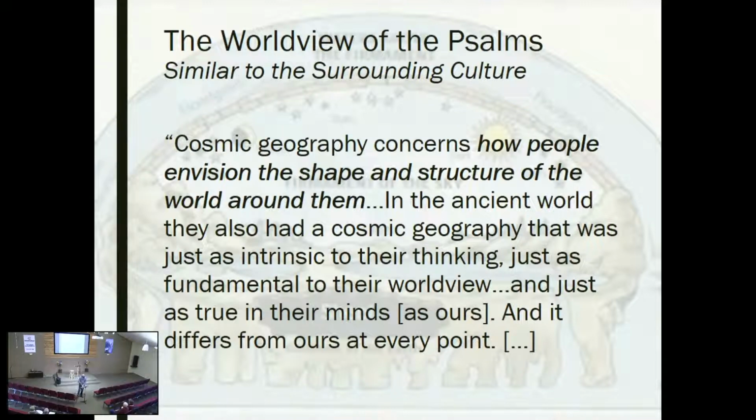He says, "Cosmic geography concerns how people envision the shape and structure of the world around them. In the ancient world, they also had a cosmic geography that was just as intrinsic to their thinking, just as fundamental to their worldview, and just as true in their minds as ours." So just as a vast majority of Americans think that the world is round, and that it goes around the sun, that we're part of a solar system with 8 or 9 planets in it, depending on who you ask, and that that's in a galaxy called the Milky Way, they were just as sure about their view of the universe. And it differs from ours at every point.